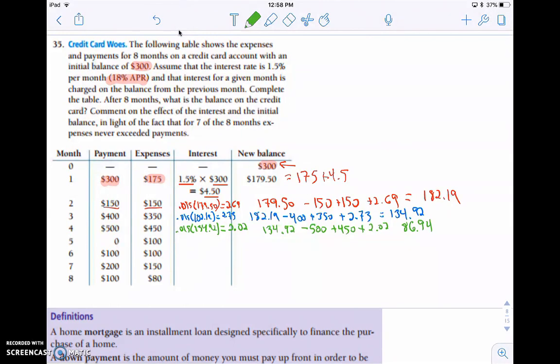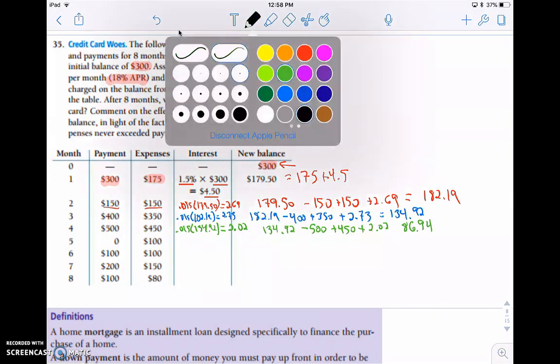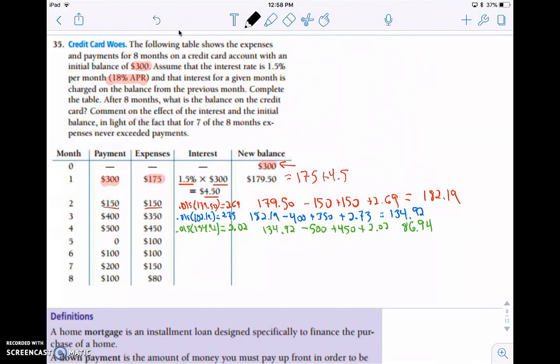So we can see that the new balance is coming down as our payments exceed our expenses. Now the rest of the story goes like this. The next month there's no payment and there's a charge, so our balance is going to jump back up. The interest that's paid here is $1.30.